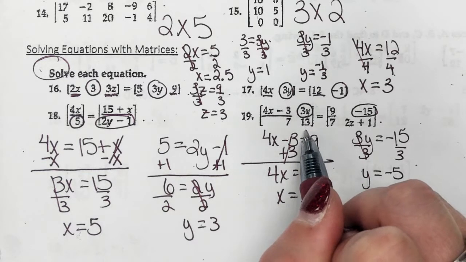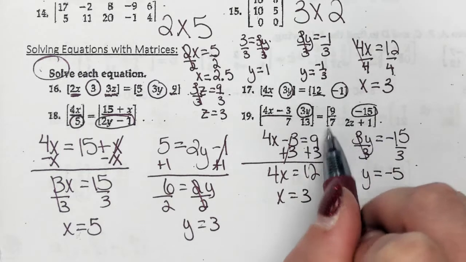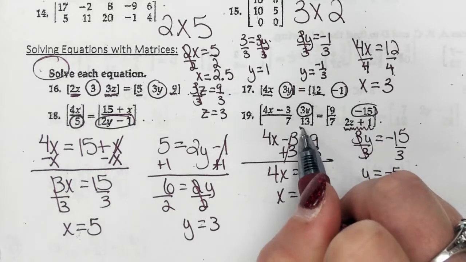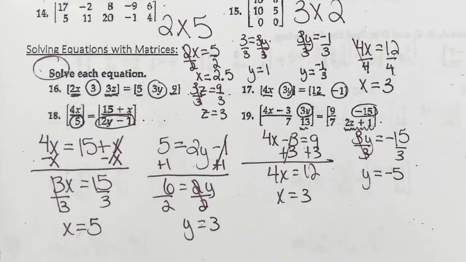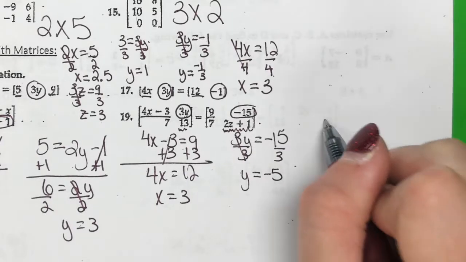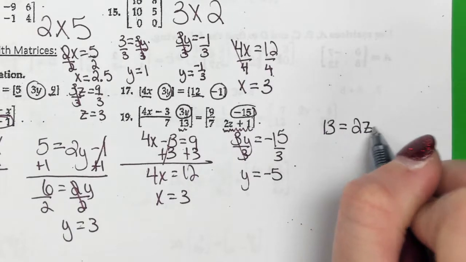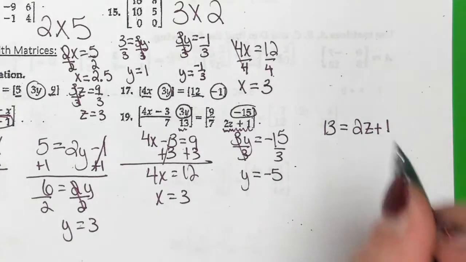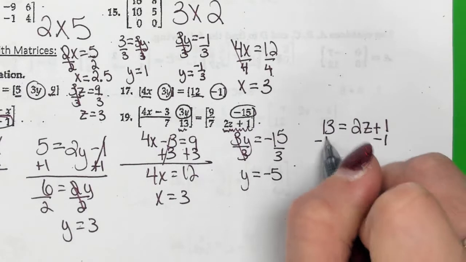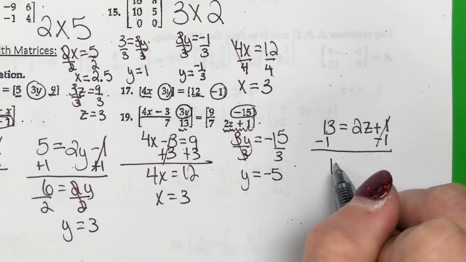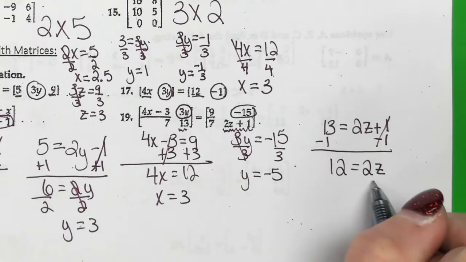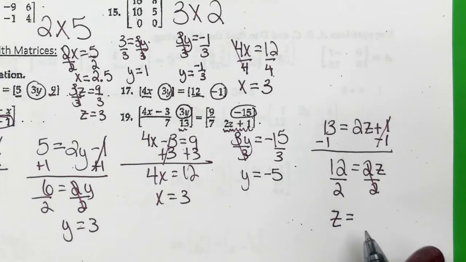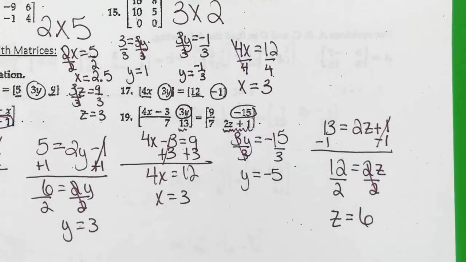Okay, what about 13? 13 doesn't have a letter. But what is he equal to on this side? 2z plus 1. That one does have a letter, okay? So we're going to say 13 equals 2z plus 1. Yep, because all it wanted you to do was solve for the letters, and since there wasn't a letter, there's nothing to do. Alright, so we're going to subtract the 1. Divide, and what do we get? 6. Perfect. That's it.